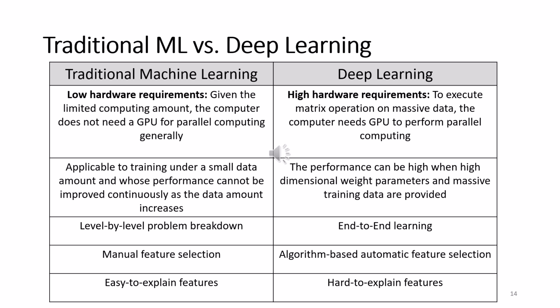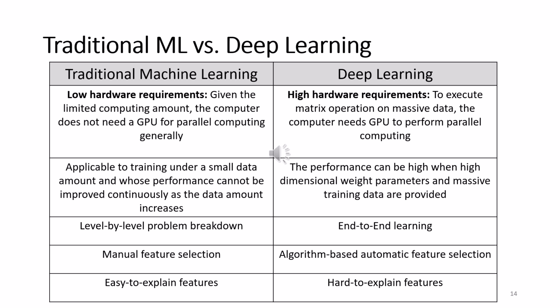Now we are going to see the difference between traditional machine learning and deep learning. Traditional machine learning can work on a smaller data set, while deep learning works on a larger data set. For machine learning, low hardware requirements are enough. Given the limited computing amount, the computer generally does not need a GPU for parallel computing. But for deep learning, we need higher-end hardware to execute matrix operations on massive data. The computer needs a GPU to perform parallel processing.